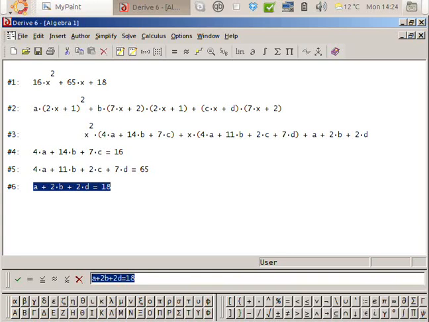Now, I think you might have spotted something. I actually said there's three unknowns, but when you think about it, there's not three unknowns. How many unknowns are there? There's four unknowns, but how many equations do I have? Three. So if I ask Derive to solve this, it should say no answer, because it needs four equations, and I have only three equations.